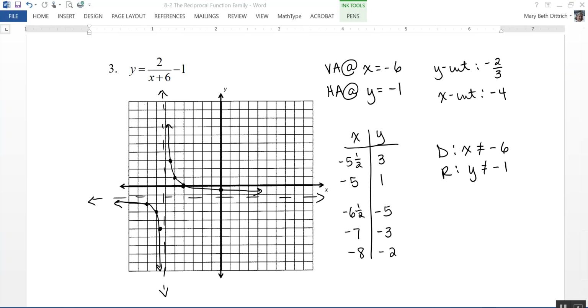So in this section we took a look at the reciprocal function family, basically the function y equals 1 over x, and how we can translate that and how we can go about graphing it.